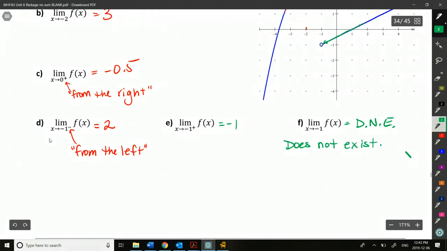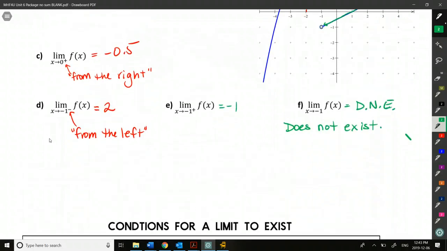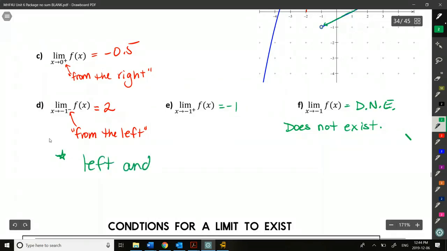Okay, so we will say DNE for this one, does not exist. Here's the big thing. If my limit from the left is not the same as my limit from the right, automatically that limit cannot exist. If I'm approaching two different things, I'm not approaching one single thing from the left and the right, so I can't have a limit that is approaching one particular value. The limit has to approach one particular value. So left and right limits must be equal for the limit to exist.